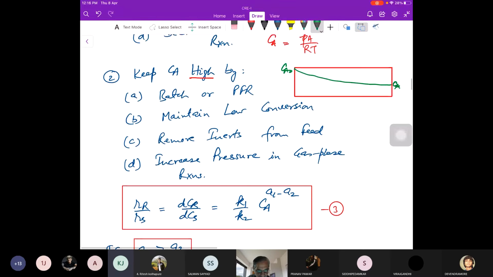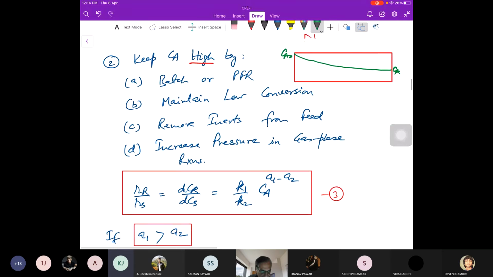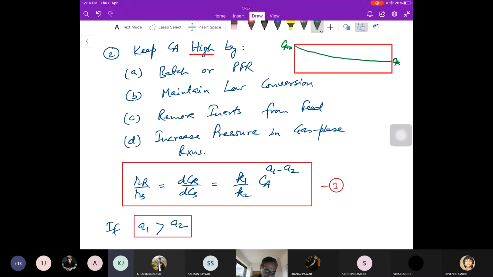Or maintaining low conversion. If conversion stays low, Ca will be high, right? And again the same thing: if Ca is equal to Pa by RT and I remove inerts, Pa increases, so automatically Ca increases. Or increasing pressure, which again increases the partial pressure of A in a gas phase reaction, so it will increase Ca.